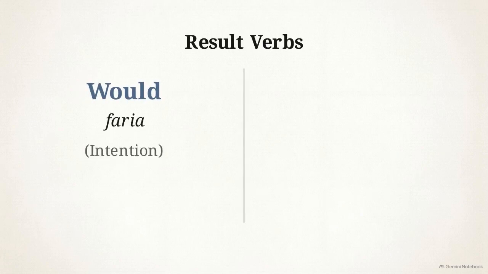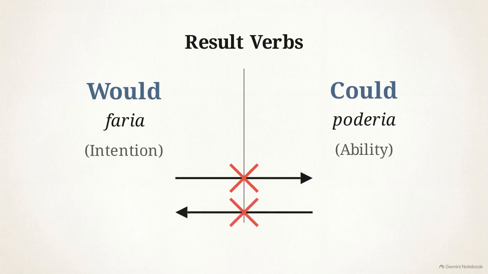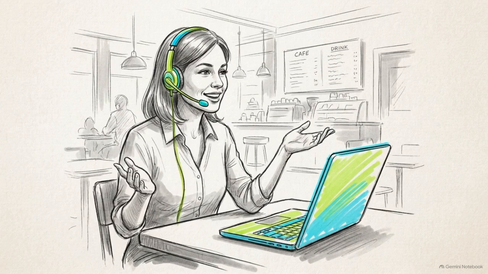Second, watch your result verbs. Would translates to faria, the intention to do something. Could translates to poderia, the ability to do it. Keep their definitions separate so you do not swap them by mistake. Correcting these errors makes your speech fluid and prevents the listener from getting lost in translation.